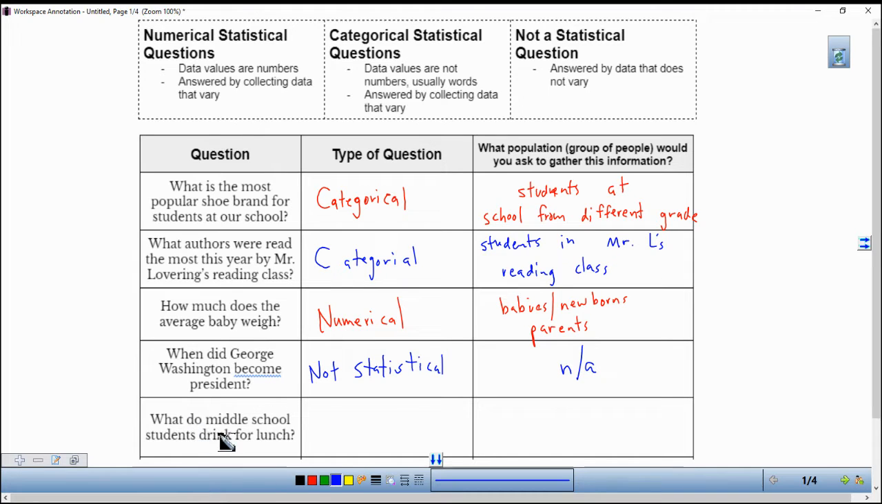What do middle school students drink for lunch? Well, you might get different answers from different people. You'd have to gather it from a variety of people. This would be categorical because the names of the drinks would be what you're looking for. So who would you ask? Probably the same people that you'd ask for the shoe brand, right? Probably 6th to 8th graders.